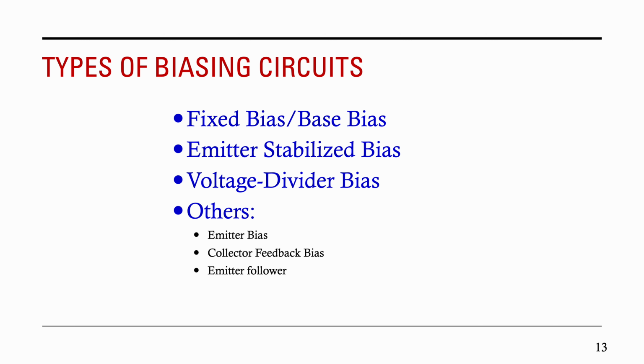These are the types of biasing circuit that we will discuss. We will discuss fixed bias, which we covered in our previous class, and today we will also cover the emitter stabilized bias and the voltage divider bias. There are other biases too, but we will not discuss them. We only focus on these three: fixed bias, emitter stabilized, and voltage divider bias.